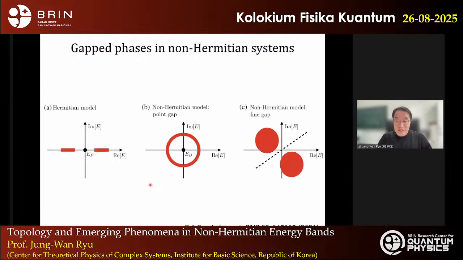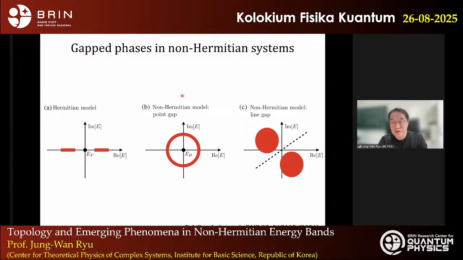Okay, first, I'll explain the gapped phase in non-Hermitian systems. This is a Hermitian model. There are two bands. This is the complex energy plane. So these two bands are real. So there are two real bands, and this is the Fermi energy, which is a kind of reference energy. These two bands are separated by this point.